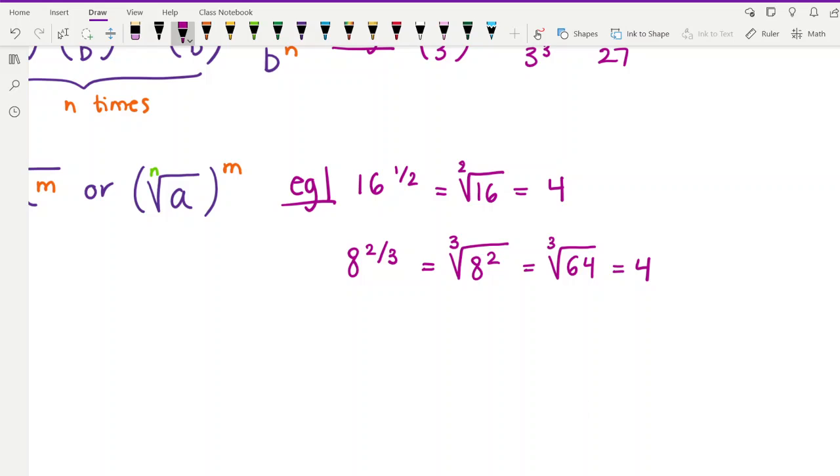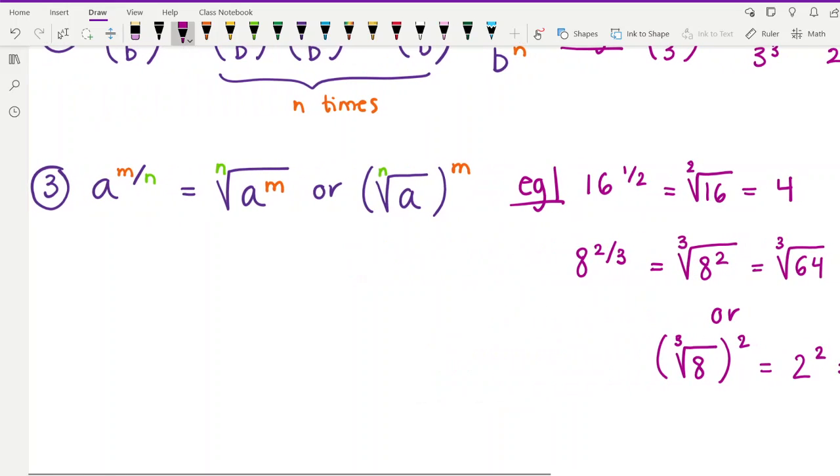Another way of doing this, I just want to show you, that's actually in this case a little easier. So if we think about it that second way, so if instead of first squaring the 8 and then taking the cube root, we first take the cube root of 8, and then square it. So what is the cube root of 8? Well, that one's a little easier, right? The cube root of 8 is 2. And so we have 2 squared, and 2 squared is also 4. So you get the same answer either way. It doesn't matter which way you think about it, but I just want you to be aware that there are two different ways of thinking about a fractional exponent.